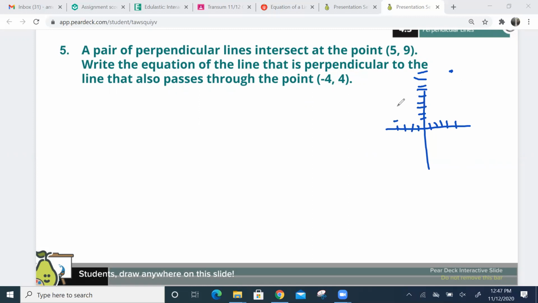Okay, so I have a line that goes here, and I have another line, let me change the color, that goes through here. So I already have this, I can find this slope. That's going to give me the other slope, and then I'm going to use that point to write the equation of the line. So what's the slope from (-4, 4) to (5, 9)? Well, let's go ahead and find it. So I'll make a table.